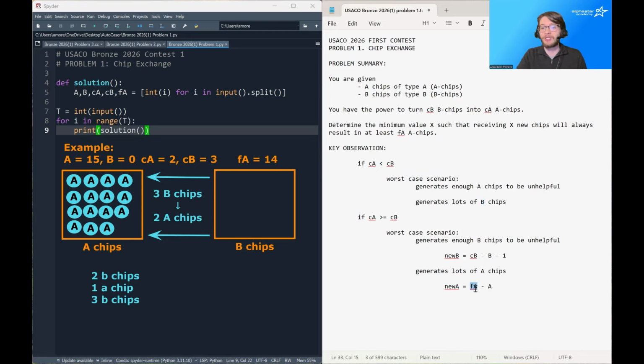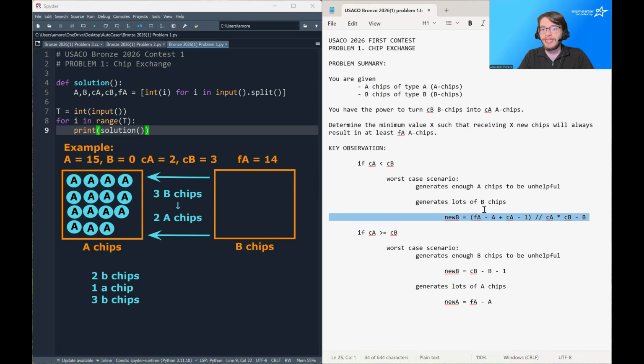So my path to actually reaching F of A is a little bit more complex. So we're going to take a look at this formula here and break it down. The first part, which is the easiest part, is this minus B. This minus B just represents the amount of B chips I already have. So if I start with some amount of B chips, those are going to help contribute to reaching the next copy of C of B.